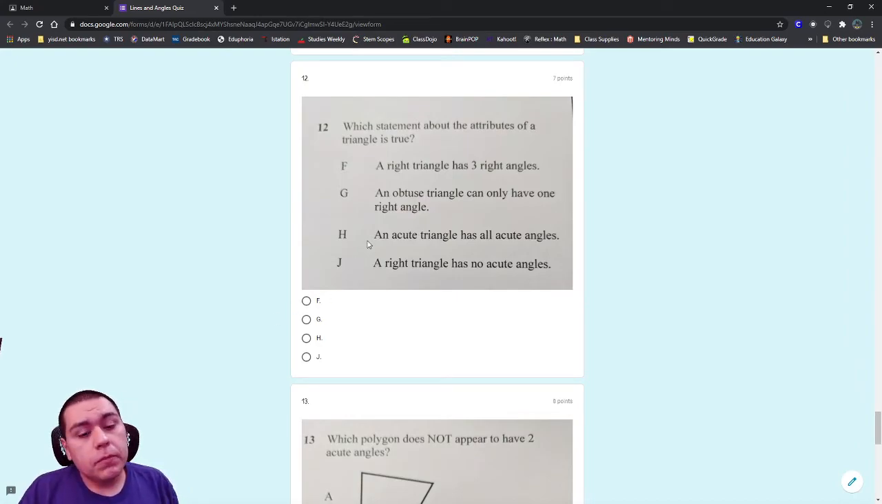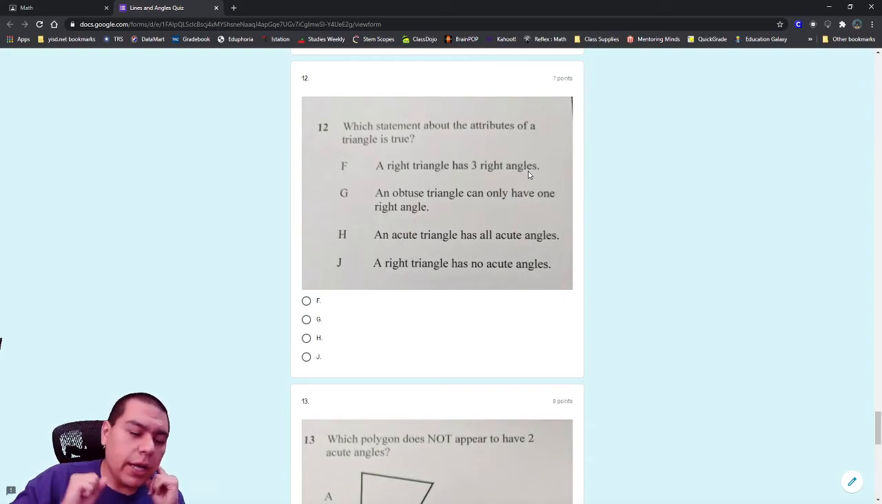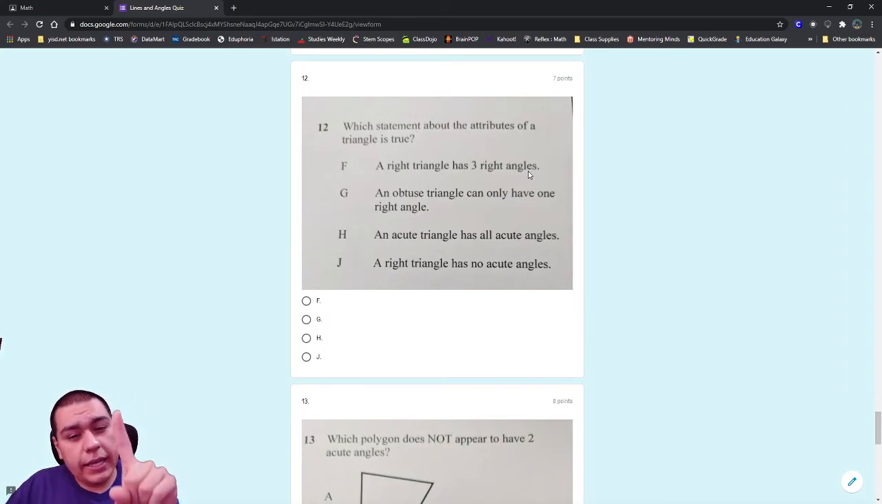All right. For 12, which statement is true? So this time they want something true, something not false. A right triangle has 3 right angles. Who can tell me, is that true? Will a right triangle have 3 right angles? So Bella, I see you. No, how many right angles does a right triangle have? Can't have 4. Triangles only have 3 angles. How many right angles does a right triangle have? We talked about this one earlier. It's got 2 acute angles, but it only has 1 right angle.